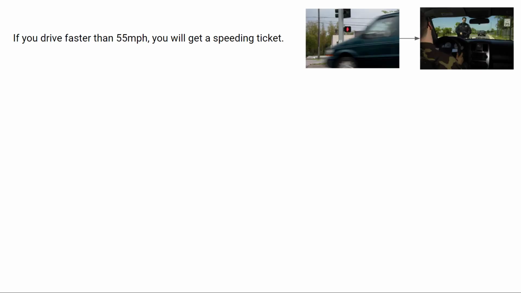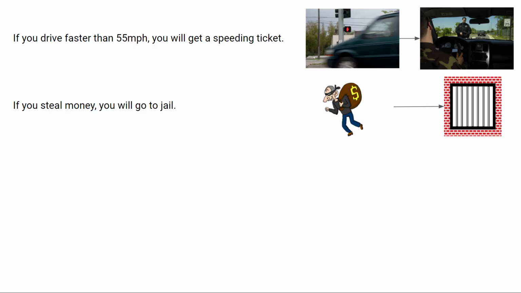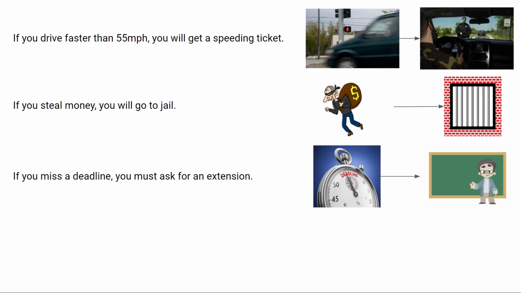Everywhere we turn, we run into situations that connect conditions in a cause and effect way. Legal systems are built on these kinds of situations. If you drive faster than 55 miles per hour, you will get a speeding ticket. Or if you steal money, you will go to jail. It's not just in the law that you see these. In your course syllabus, you might see statements like, if you miss a deadline, you must ask for an extension.